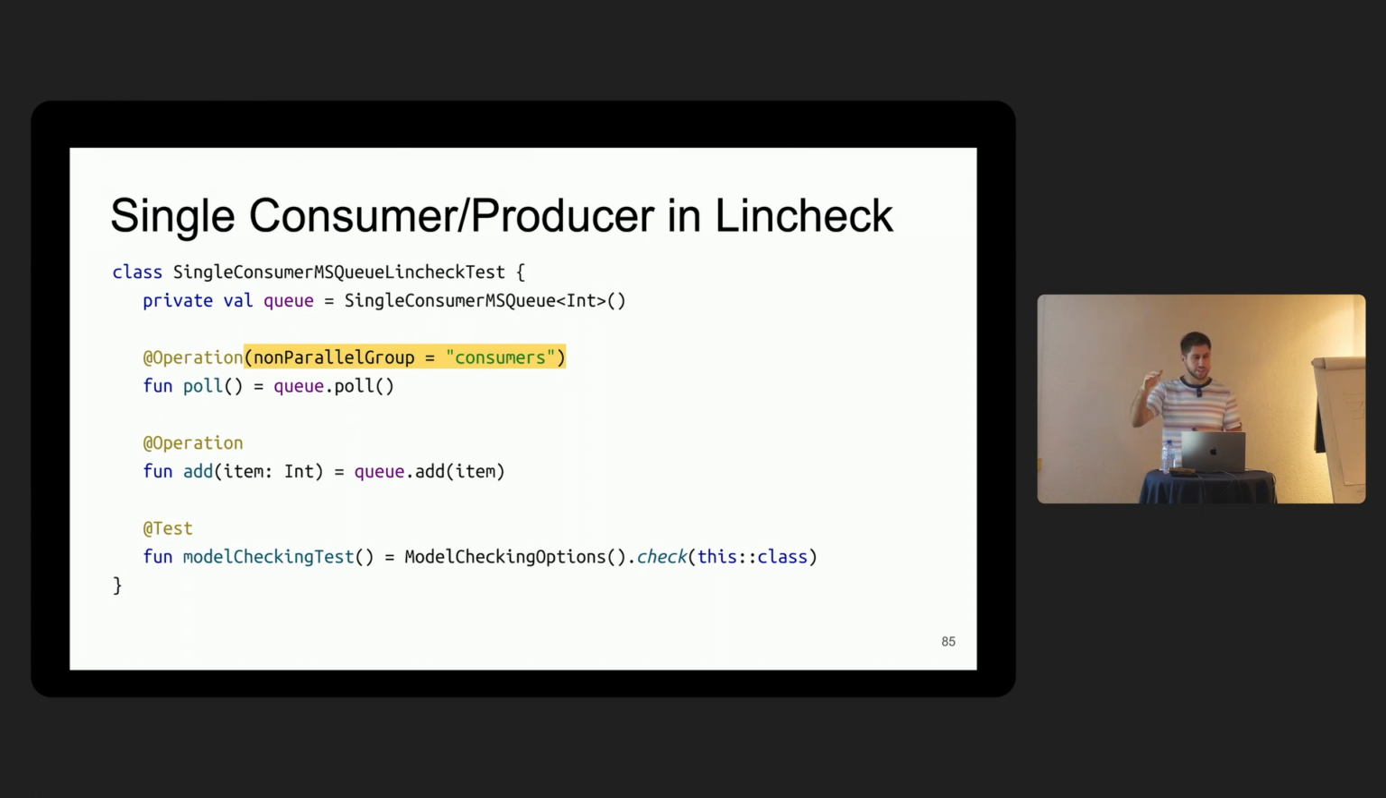In Lincheck, you can say that some operations can't be called concurrently, and you can even group these operations. Like you have poll, or maybe you also have a peek operation that only reads the first element. All these operations are consuming operations, so you can say that none of them can be executed in parallel, and all of them are in the same group. So here we have only one operation, but it could have been several. And now, if we add this parameter to the poll operation, Lincheck knows that poll should be called only from one thread. And if we now run the test, it doesn't fail.